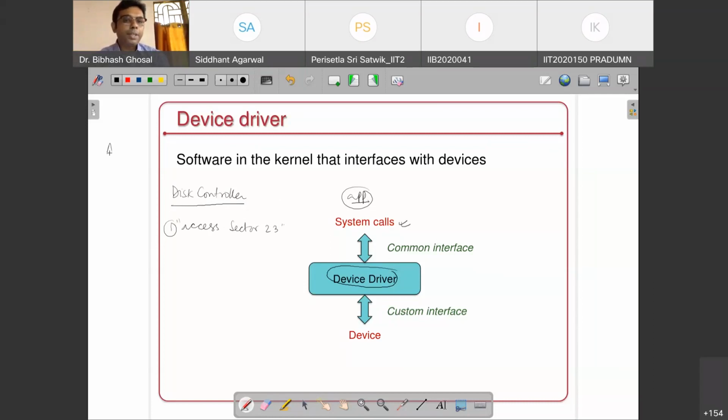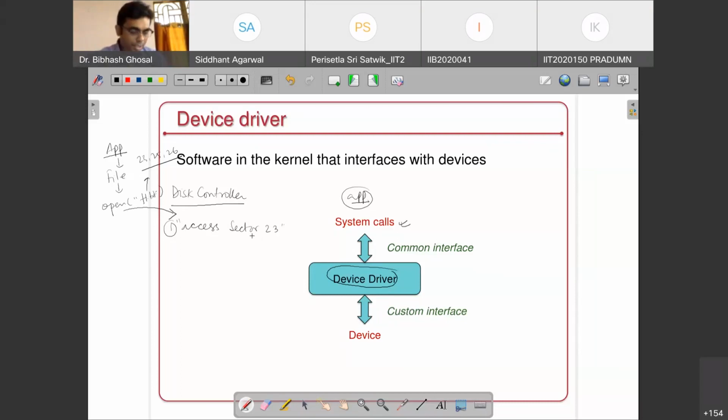Let's say there's an application that wanted to open some file, and accordingly there was a system call called open. This open system call has been translated into a low-level instruction, such as access sector 23, because the file that you want, let's say f1.txt, actually is block number 23, block number 25, block number 26. 3 blocks have to be accessed. So the open system call is translated into access sector 23.